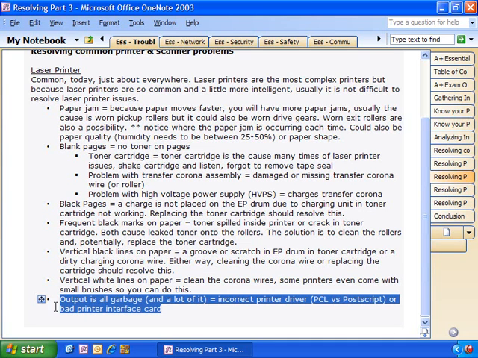And our last problem listed here is the output is all garbage, and a lot of it. This can be caused by an incorrect printer driver, such as PCL versus PostScript, or a bad printer interface card. I've seen print jobs that were supposed to be one page and ended up printing out, say, 100 pages of just garbage on 100 pages of laser printed output. You'll see a big stack of it, and it just keeps on coming out. This is caused by incorrect printer drivers.